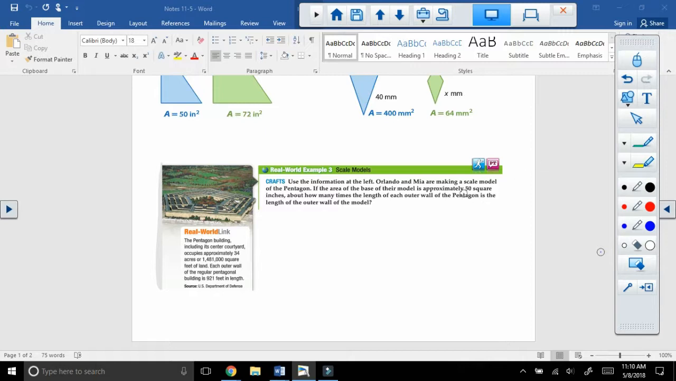You don't want to make a scale model of the Pentagon? Oh, that's too bad. Well, this would be how you would do it. If Mia's the one doing the problem, maybe she should tell us the answer. You got it, Mia? You got it figured out already?